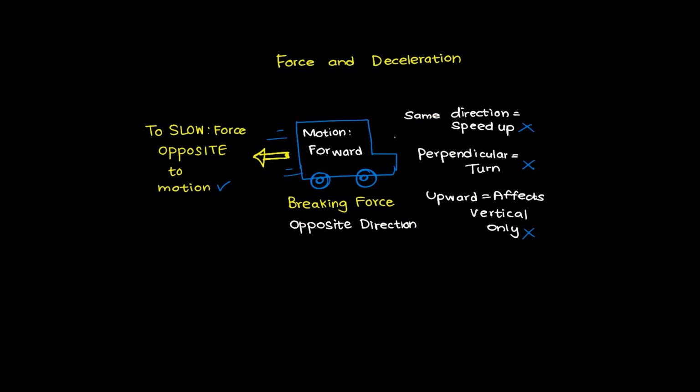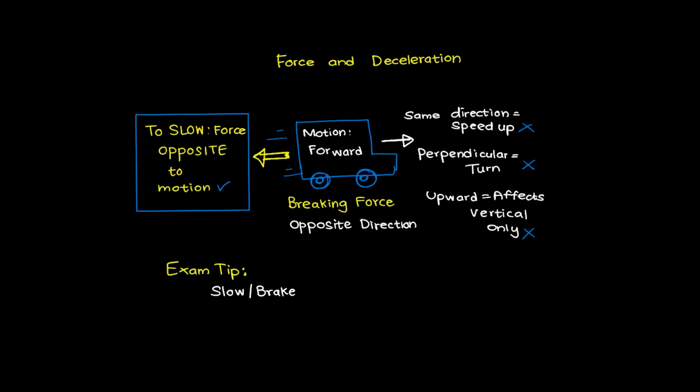Here's a WGU C165 OA exam tip for you. Slowing down means force opposite to motion. Speeding up means force in the same direction as motion. The word slow or brake signals opposing force. Quick recall hook. Slow means oppose. To slow something, push against its motion.